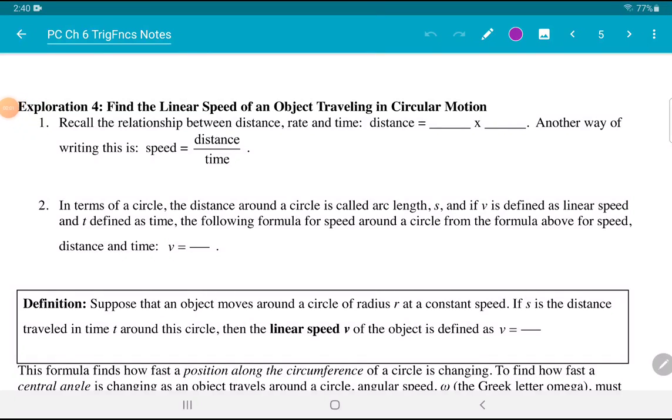In this video, we're going to take a look at how the speed of an object can be described when traveling in a circular motion. We're going to be looking at two different kinds of speeds, linear speed and angular speed, and see how they are actually related to each other.